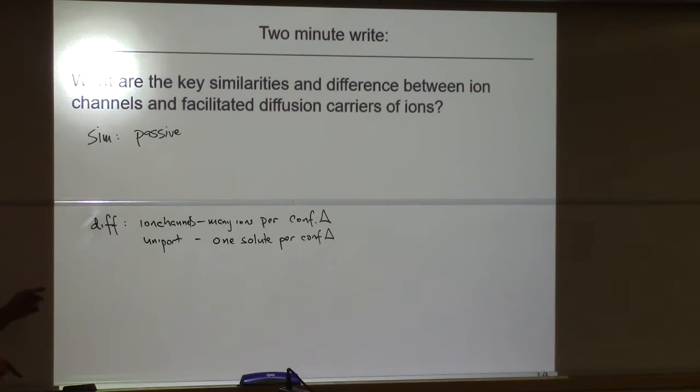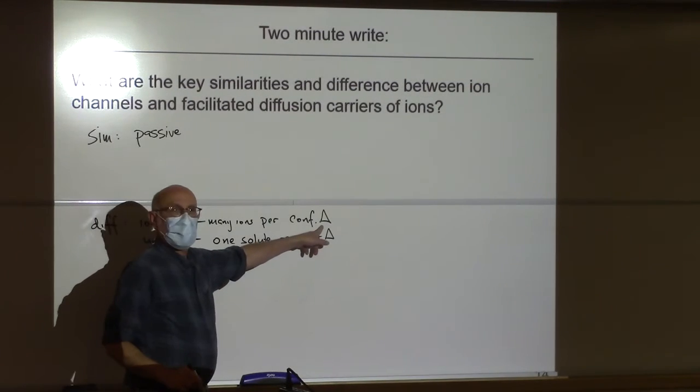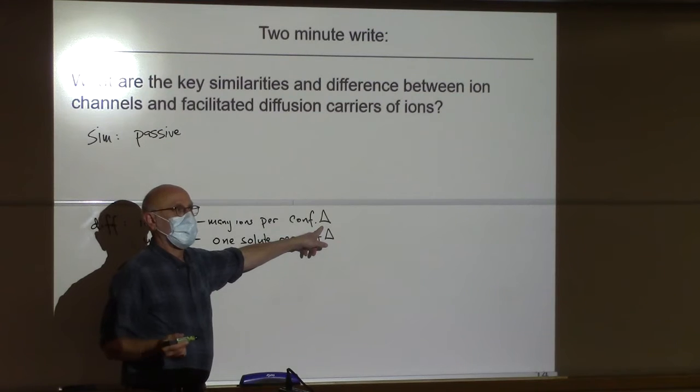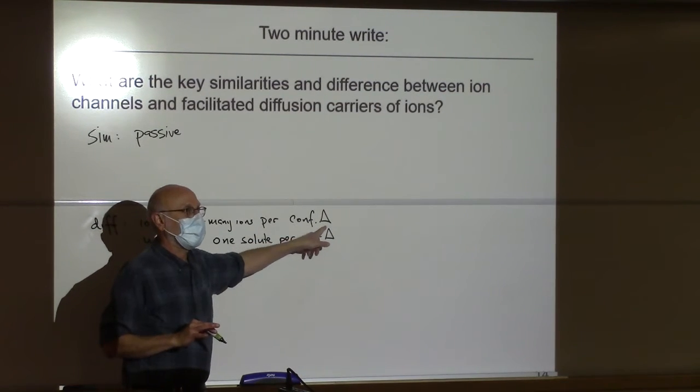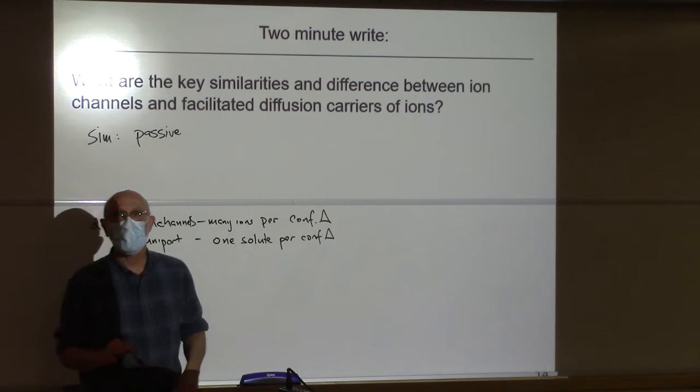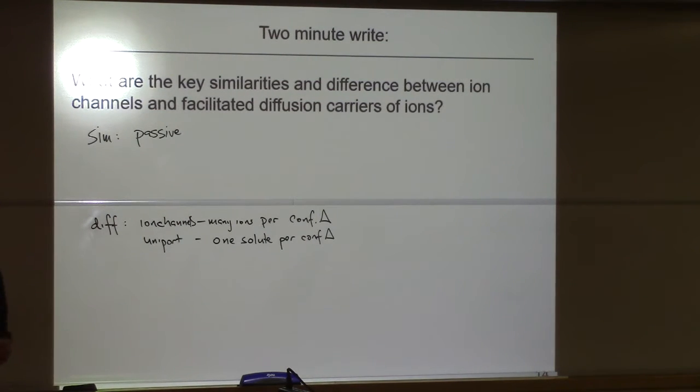Just out of curiosity, is the Greek delta, for me, I just automatically see that as change. Is that true for most of you? Okay. That's what that triangle is. It's a Greek delta, delta G, right? You've seen it before.